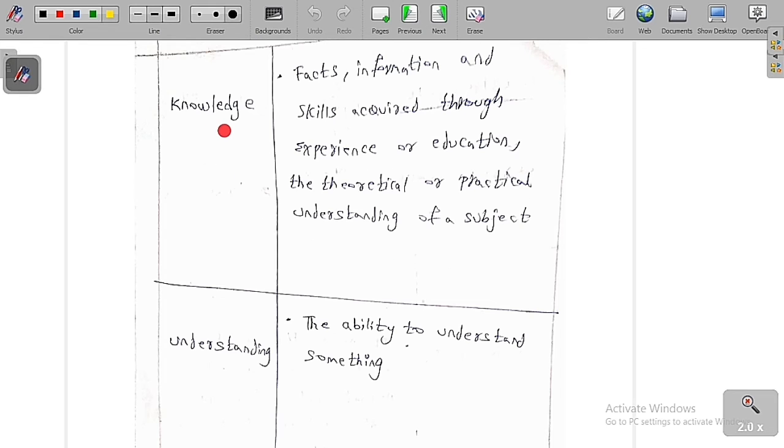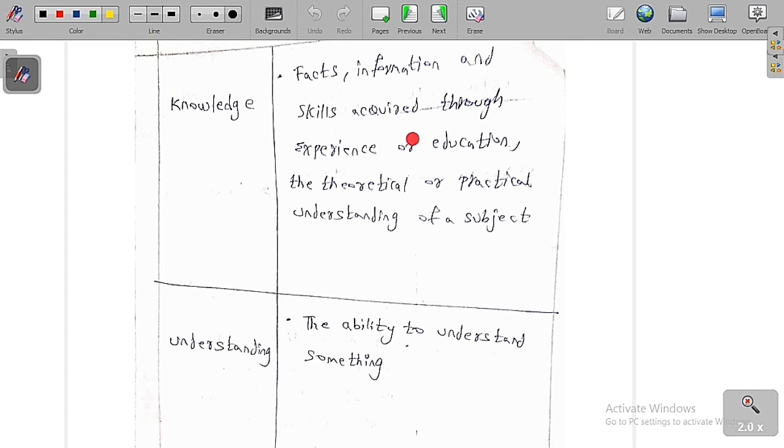Next word is knowledge. For knowledge, the meaning is the facts, information and skills acquired through experience or education, the theoretical or practical understanding of a subject. Knowledge means you spend some time with a subject, then you get the theoretical knowledge and also the practical knowledge by spending some time with the books or any information.